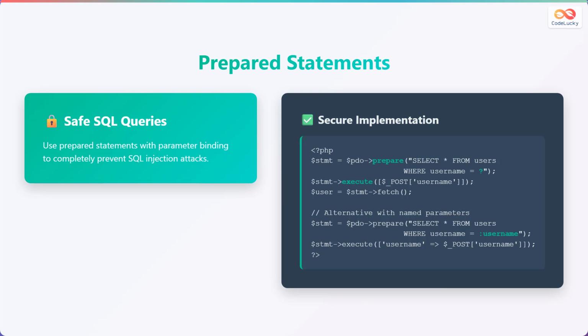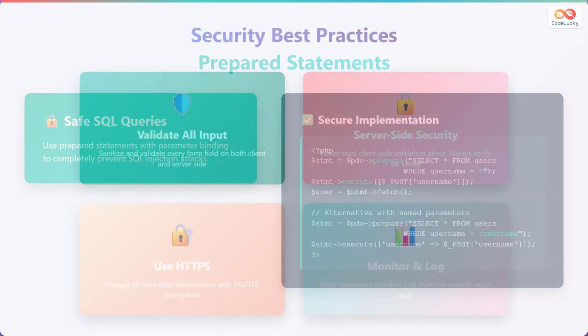Here's an example of secure implementation. Use the prepare function to create the statement. Then, execute that statement with the parameters being passed as an array. Also, note an alternative of using named parameters. In that case, you specify the parameters you are passing inside the execute function.